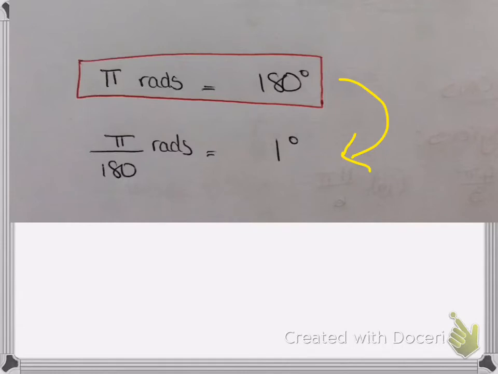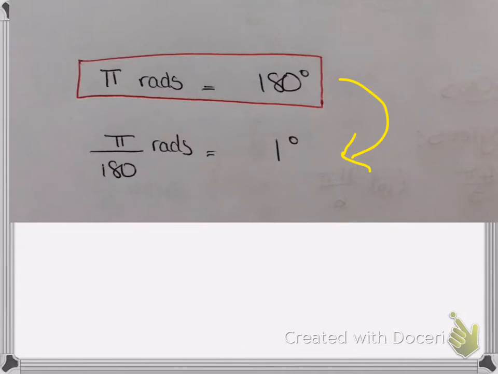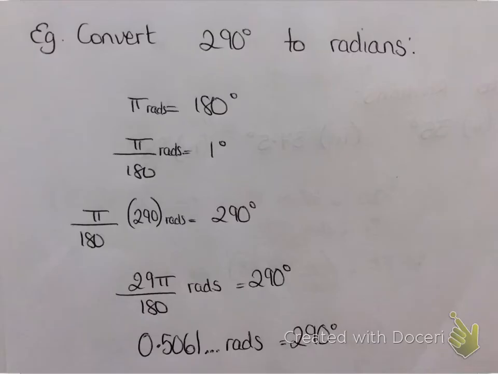So depending on what way the question asks, like if the question gives you radians and they ask you to convert it into degrees, well then you need to know what 1 radian is equivalent to in degrees. If a question gives you degrees and they want you to convert it into radians, well you'd need to know what 1 degree is equivalent to in radians before you can get any other amount of degrees. So let's look at an example.